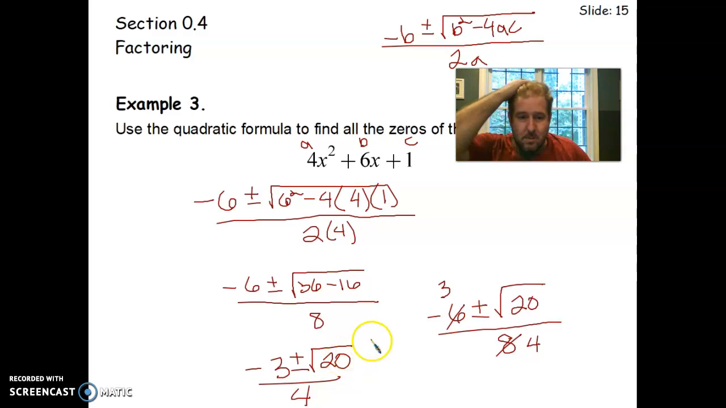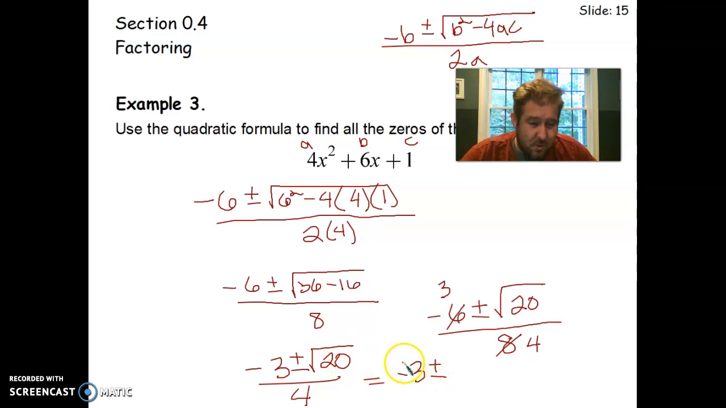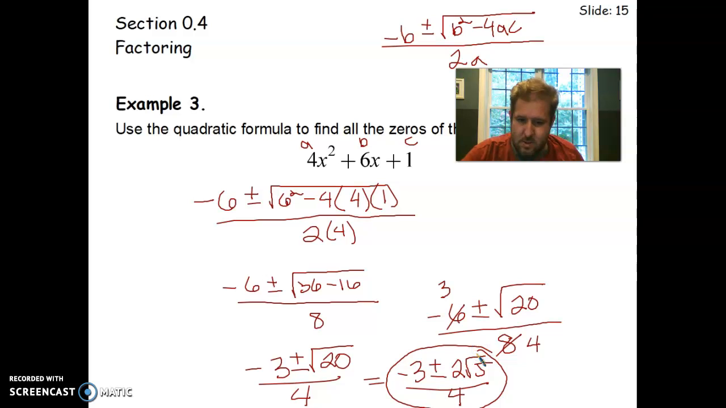But this can also be simplified one more time like we did in the warm-ups, because square root of 20 is really square root of 5 times 4. And so there's our answer, negative 3 plus or minus. If we turn that into 5 times 4, square root of 4 is 2. So 2 times the square root of 5 over 4. That's as far as you can take it, and those are your 2 solutions.